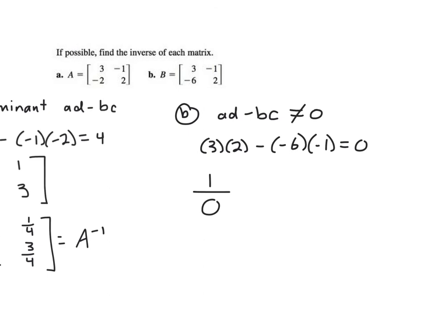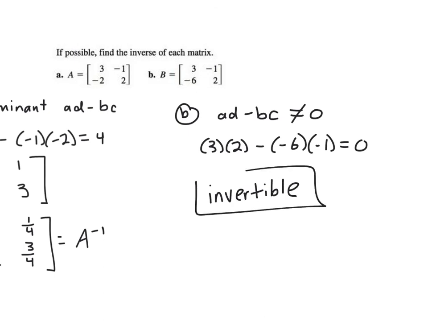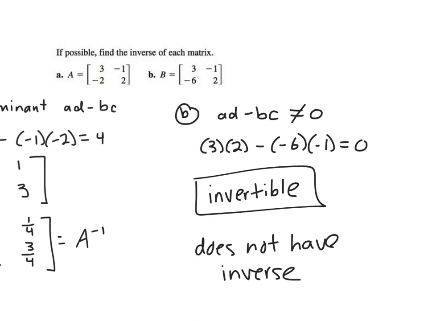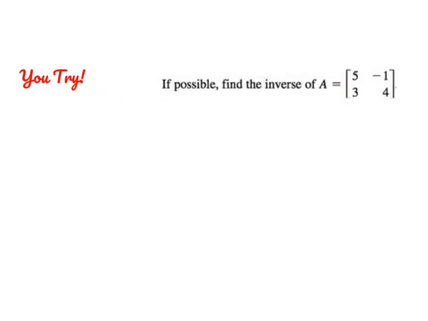So it turns out, even though this is a square matrix, this is not invertible, which means it does not have an inverse. And the way we can justify this is by saying that our determinant is equal to 0. All right, so why don't you go ahead and pause the video and give this last example a try.